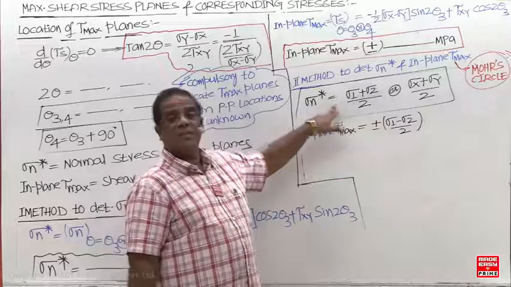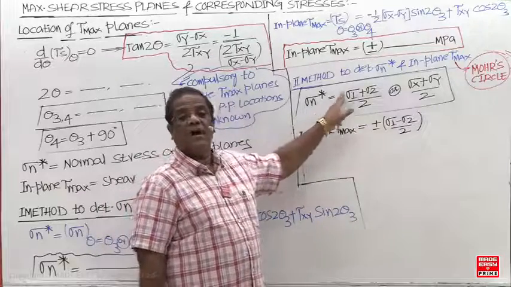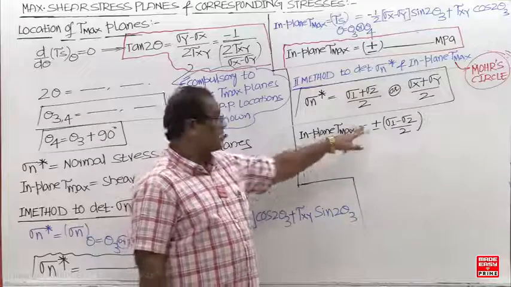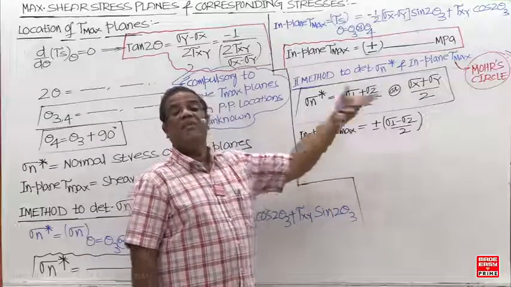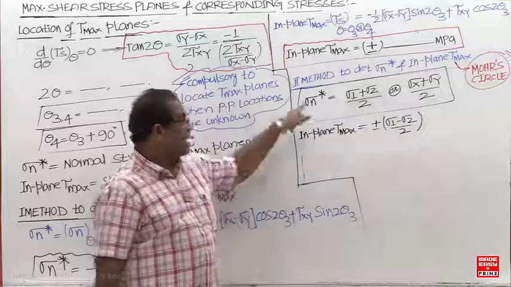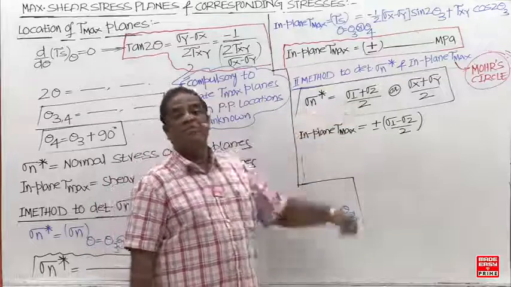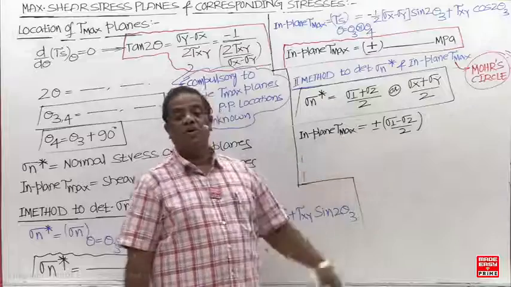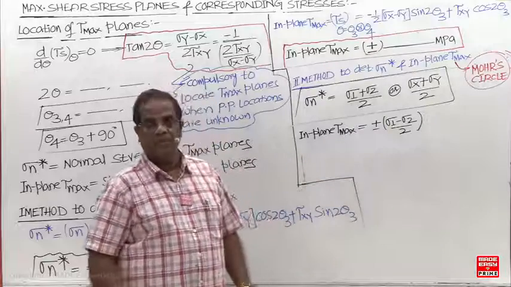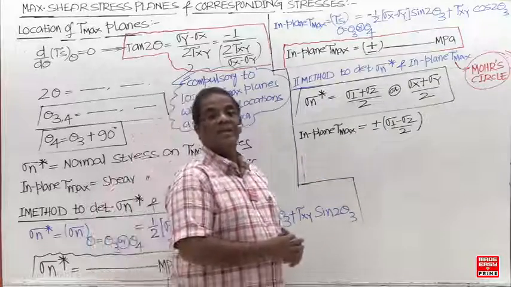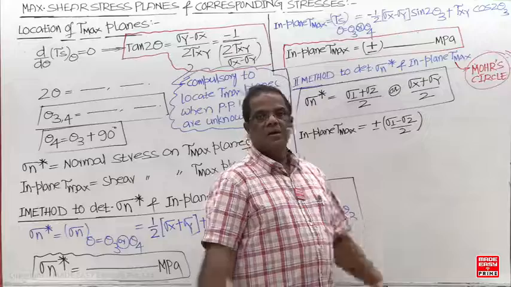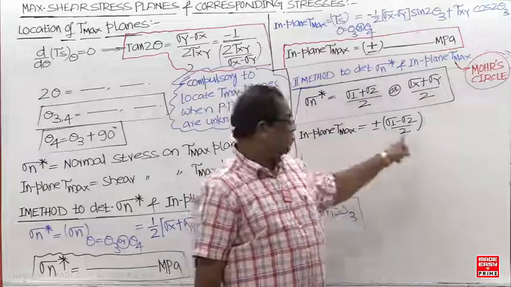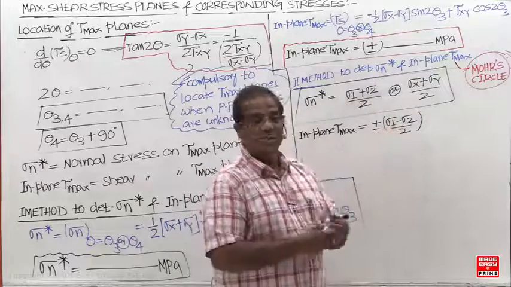So the normal stress on the tau max plane is equal to half of the sum of the principal stresses, but the shear stress on the tau max plane is equal to half of the difference of the principal stresses. This you are calling the radius of the Mohr circle. The diameter of the circle is given by sigma 1 minus sigma 2, so half the difference is the radius.